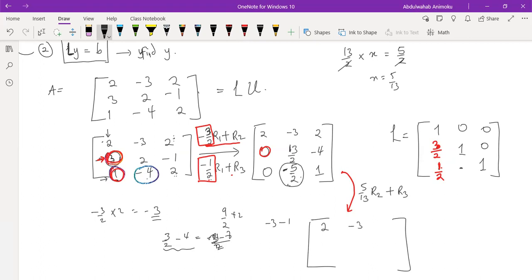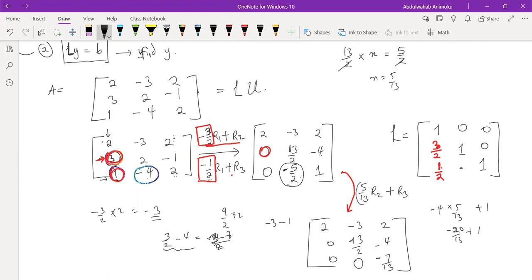This will be 2. So we're not changing this. We're not touching this. 0. So now we are touching this. This is going to give us 0, right? 5 over 13 R2. So 5 over 13 times 13 over 2, that's going to give us 5 over 2 minus 5 over 2, that will give us 0. So what we need to complete is the last one. So we have minus 4 times 5 over 13, which is minus 20 over 13 plus 1, right? So minus 20 over 13 plus 1, that will give us minus 7 over 13. So basically, this is what we have.